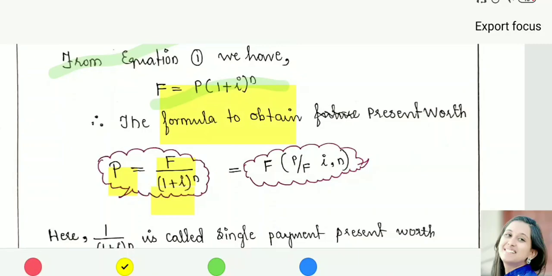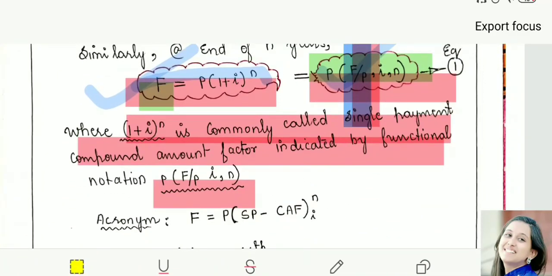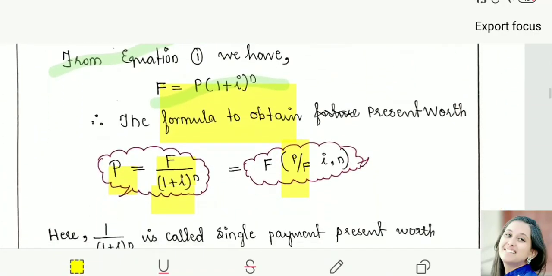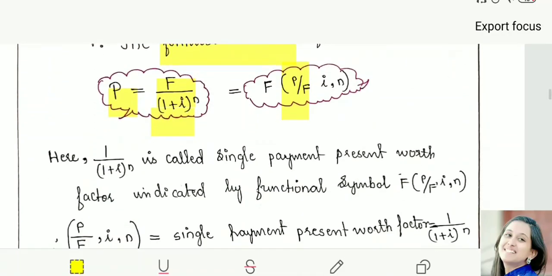Thus, what will be the functional notation here? Again, you are finding out the present worth of the future amount. So you know how the functional notation is changing. Previously we were finding out the future value of the present worth, so it was F by P. But here you are finding out the present worth of the future value, so it is P by F. That means in our compound interest table we have to use this particular terminology.